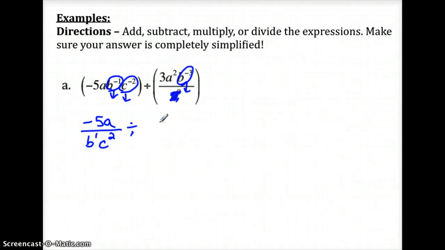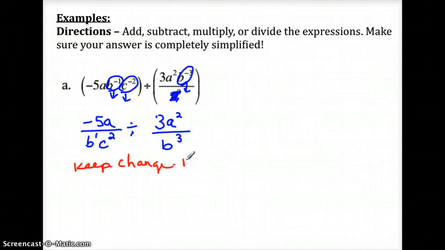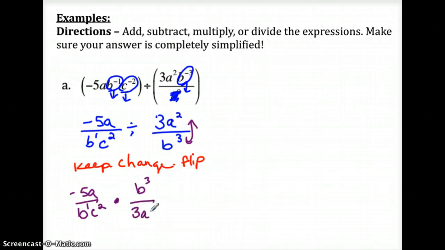So 3, a squared over a b cubed. Now this is division, so remember, keep, change, flip. Okay, keep the first fraction, negative 5a over b1c squared. Change it to multiplication, flip the second guy. So b3 on top, 3a squared on the bottom.